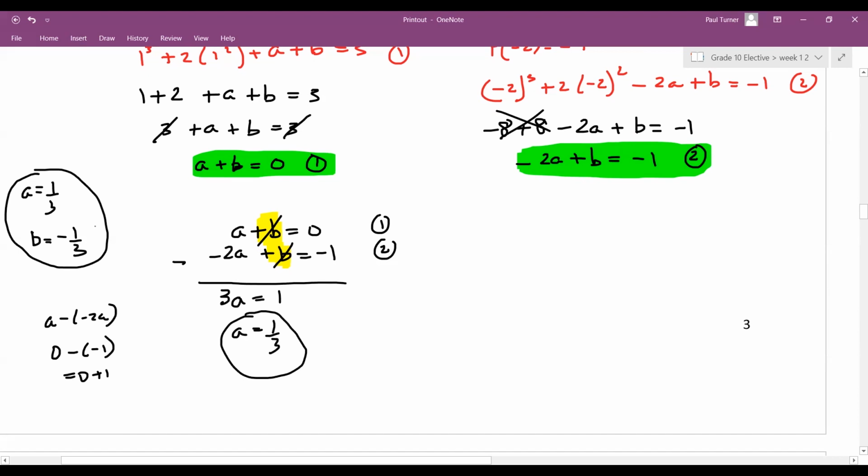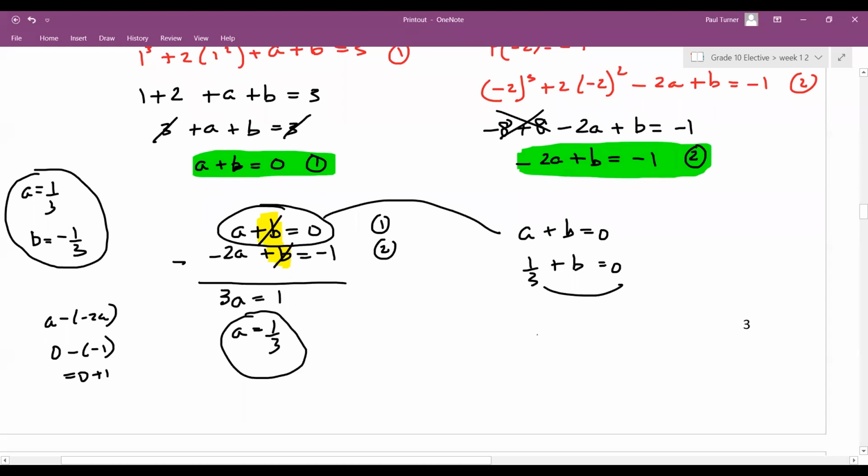So for B, you just choose one equation, and this is obviously the easiest one. I wouldn't bother with equation 2 because it's got other numbers in it. It's a bit messy. So A plus B is 0. A is 1/3. B is something. So if you want B, just move your 1/3 to the other side, right? Like that. B is minus 1/3.